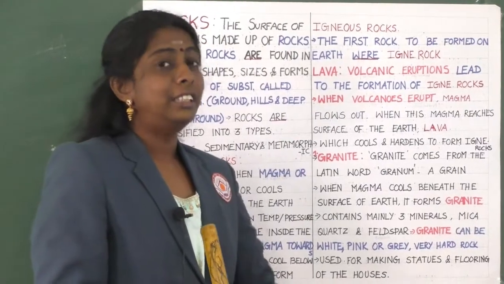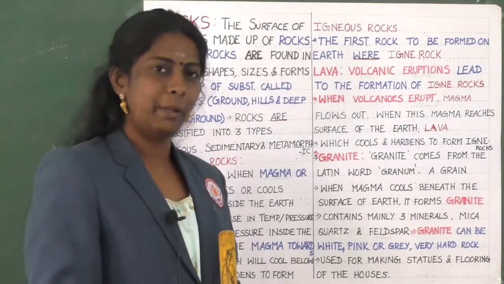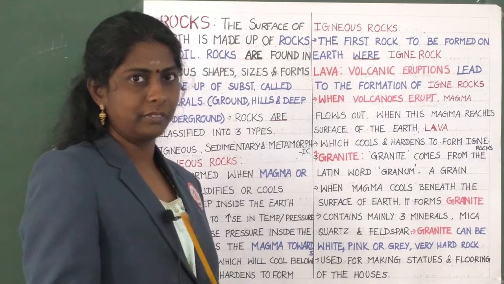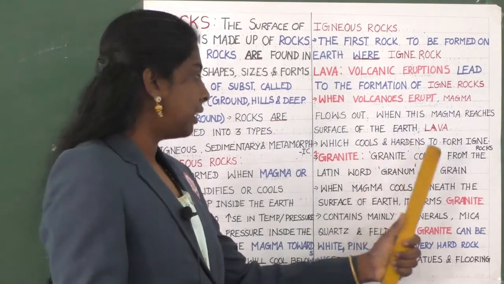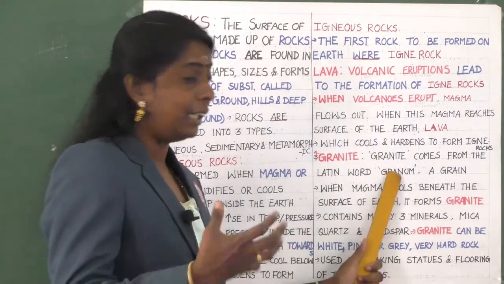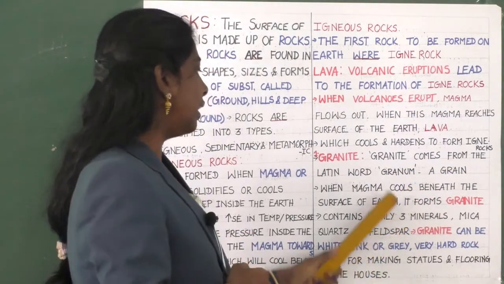There are different types of igneous rock. So, let us learn one by one. The first type is granite. What do you mean by granite? Granite comes from the Latin word granum, meaning a grain.